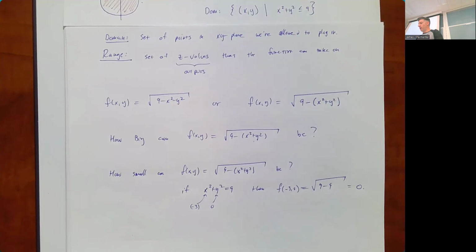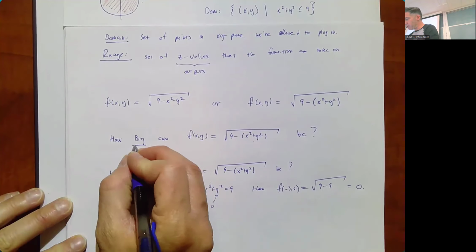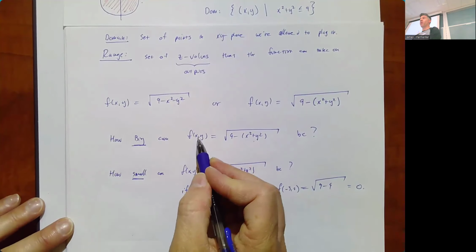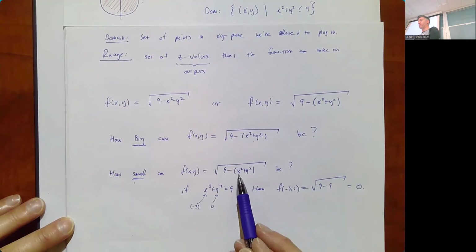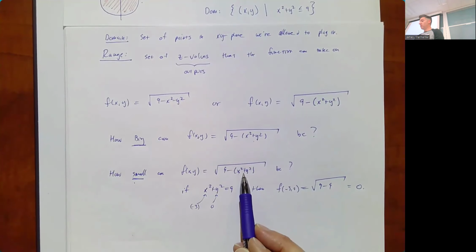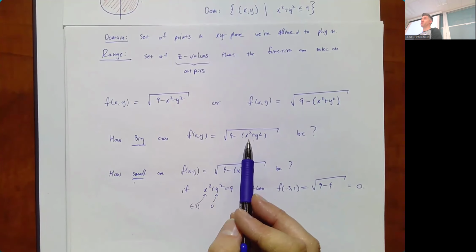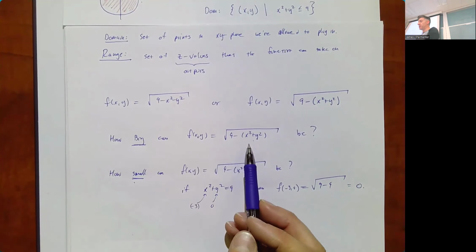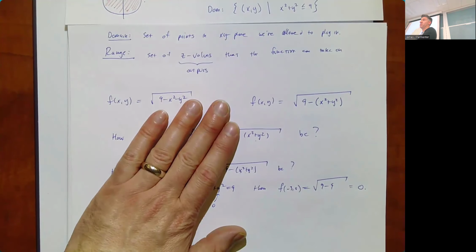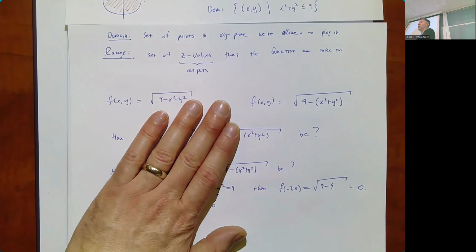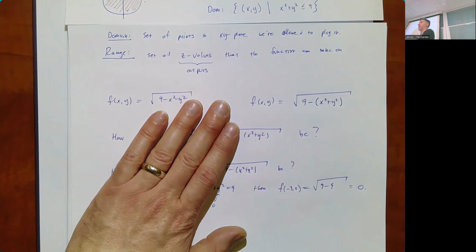Okay, but now we want to answer the other question. How big can we make the function? Well, to make the function small, we made x squared plus y squared as large as we were allowed to. To make the function big, we're going to make x squared plus y squared as small as we're able to. What's the smallest x squared plus y squared could ever be? 0, right? You can't make it any smaller. Whatever you pick, x squared is going to be non-negative and y squared is going to be non-negative. If you add two non-negative things together, it's always going to be non-negative. And the smallest non-negative number is 0.